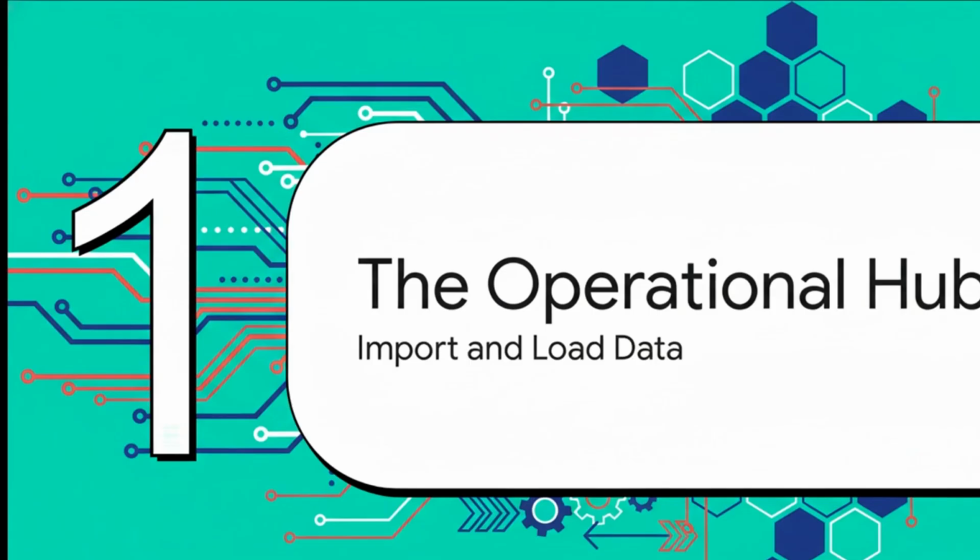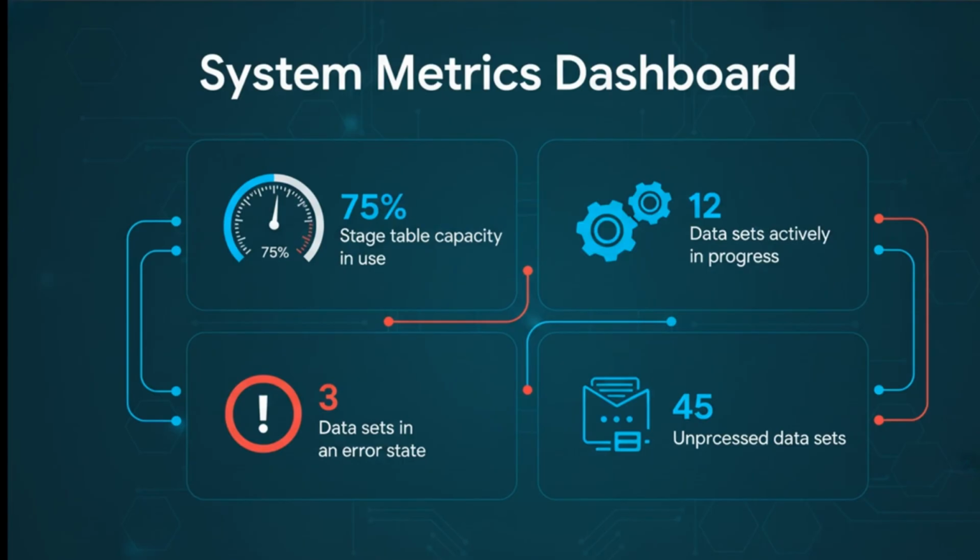Okay, first up, let's explore the Import and Load Data page. You should really think of this as your new command center for pretty much every bulk data task you'll be performing. Right at the top of the page, you'll see the System Metrics Dashboard, and this is essentially your real-time health check. At a glance, you can instantly see how much of your stage table capacity is being used, how many data sets are currently in progress, which ones have run into an error, and what's still waiting in the queue. What this really means is that you can spot potential problems before they become critical, and you can do all of this without having to dig through logs.